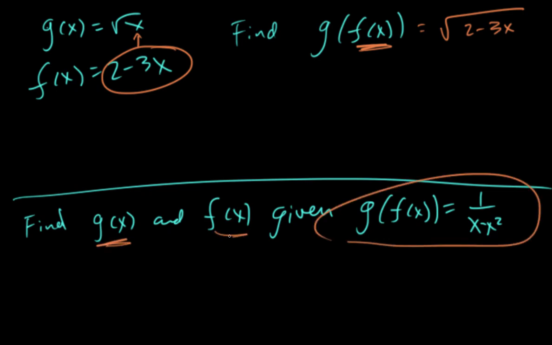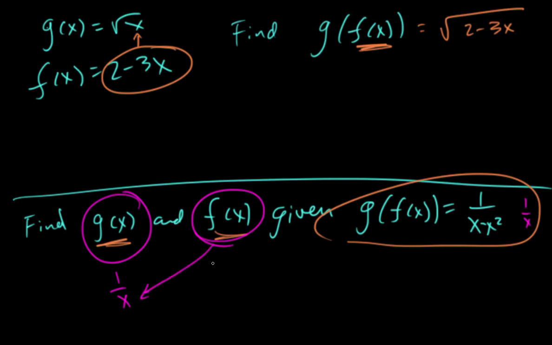On this other one, we're given the composition. We have to find g of x and f of x to make that true. There's multiple answers that could make this true. I think the simplest, though, is if our outer function, so g of x, is 1 over x, because that's kind of the form that we have. We have 1 over something. So I'm going to say that's 1 over x. And if we were to plug this into x, we would want it to be x minus x squared.